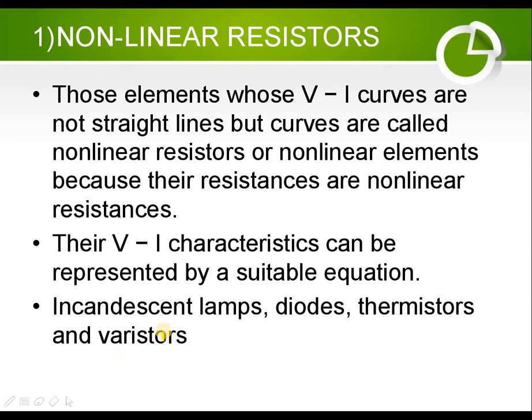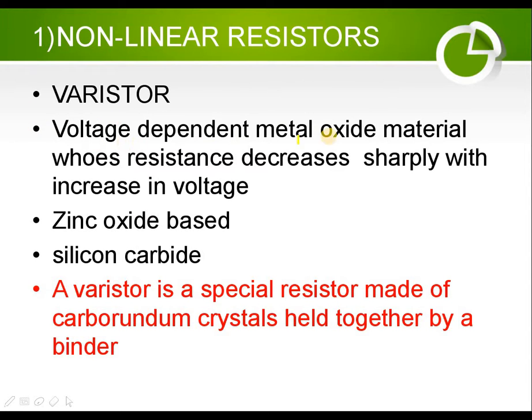What are varistors? Varistors are devices, basically a metal oxide material, whose resistance decreases sharply, very sharply, with the increase in the voltage. Whenever the voltage is increased a little bit, their resistance is decreased by a huge amount. For example, if 1 volt is increased, the resistance is decreased maybe by kilo ohms, depending upon the circuit and the type of resistors we use for protection.